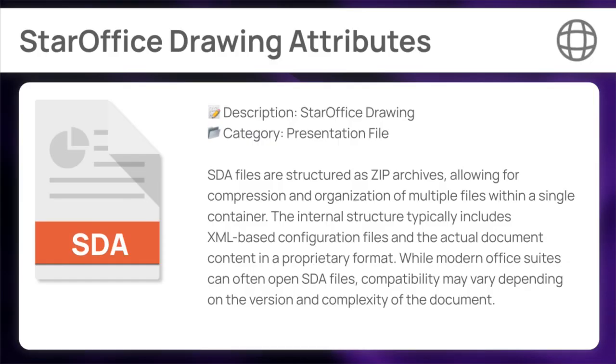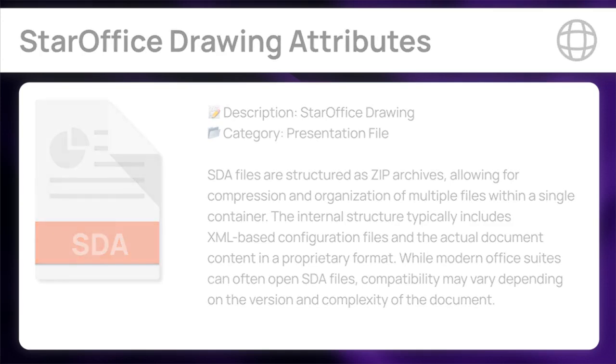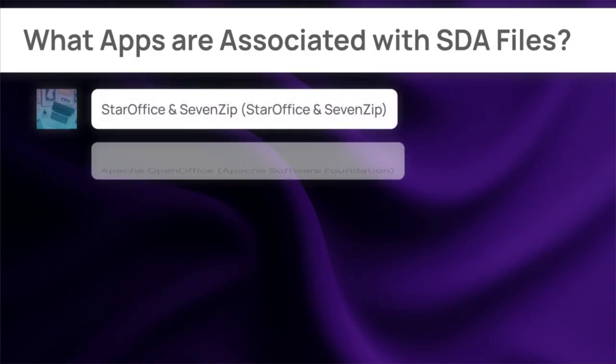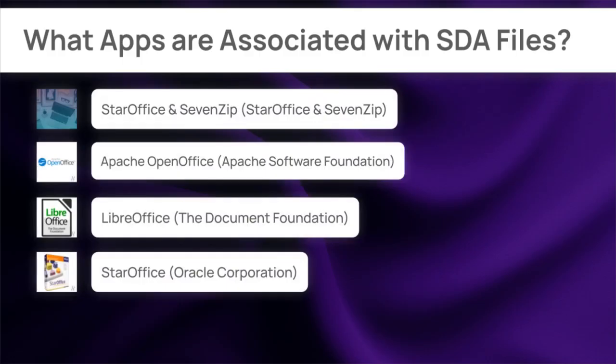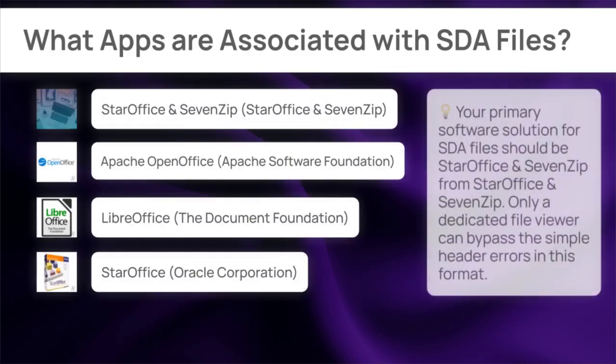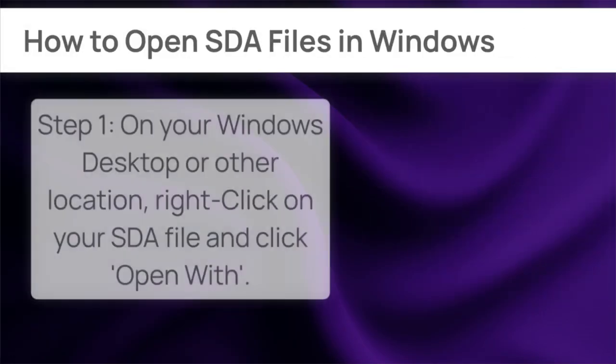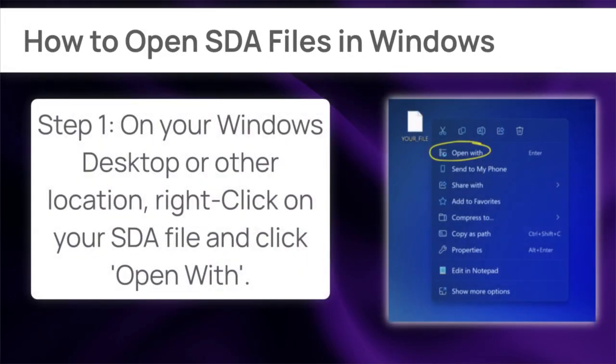While modern Office suites can often open SDA files, compatibility may vary depending on the version and complexity of the document. For managing SDA files, the best dedicated software is StarOffice and 7-Zip. Windows is unable to interpret the specific configuration values within the file. Windows shows only a basic representation, so accurate editing must happen in a presentation app. We're checking the software's ability to read the file header.